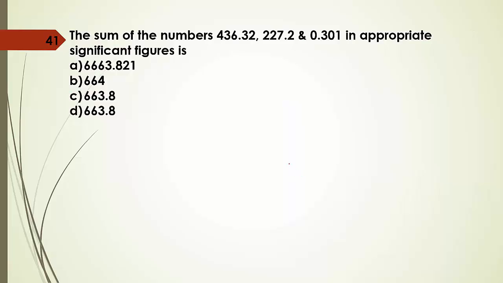41st question. The sum of the numbers 436.32, 227.2 and 0.301 in appropriate significant figures is. We have to add all the numbers. Significant figures in addition. First I am going to write all the 3 numbers. The numbers are 436.32, 227.2, 0.301.